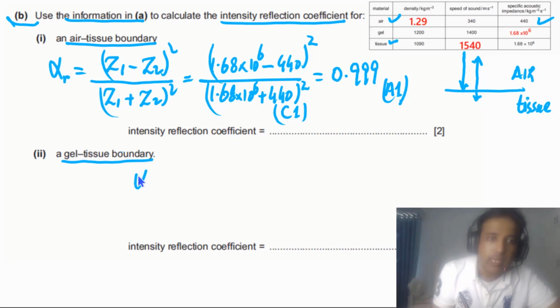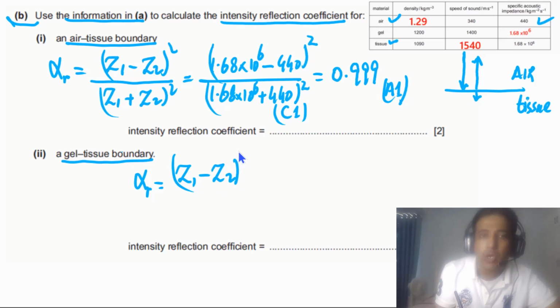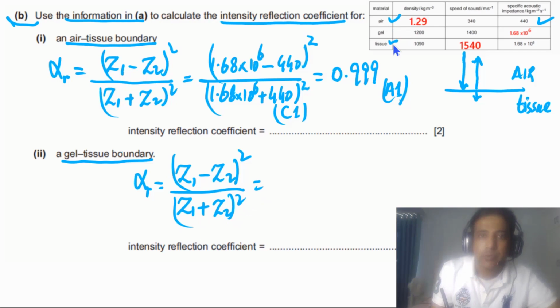For the gel tissue boundary, we need to use the same steps, but we have just different numbers. So we can write down alpha r for this one, meaning intensity reflection coefficient. Again, we can write down the formula, (Z1 minus Z2) squared. Always write down the formula, divided by (Z1 plus Z2) squared. We are talking about gel and tissue. For the gel, we have 1.68. For the tissue, also 1.68.